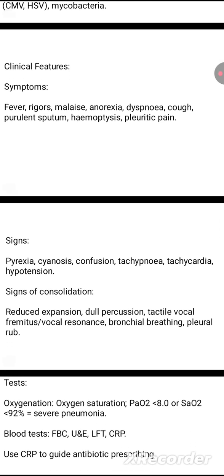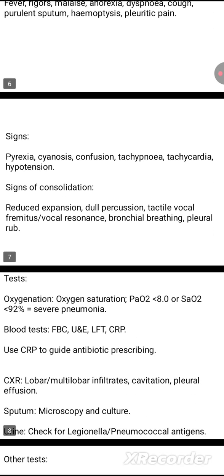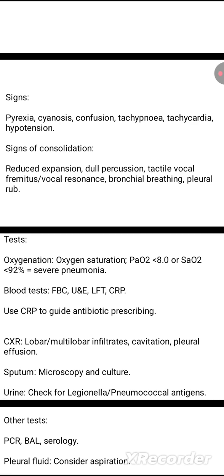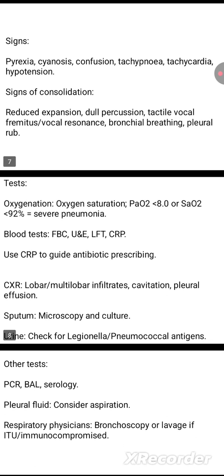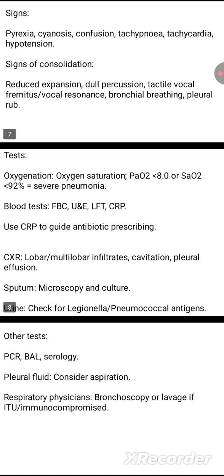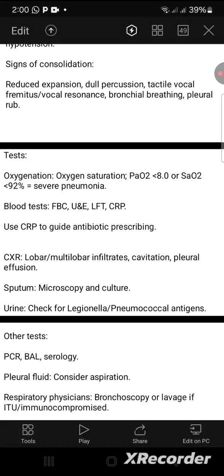The clinical features, symptoms could be fever, rigor, malaise, anorexia, dyspnea, cough, purulent sputum, hemoptysis, pleuritic pain. The signs include pyrexia, cyanosis, confusion, tachypnea, tachycardia, hypotension. Signs of consolidation are reduced expansion, dull percussion notes, tactile vocal fremitus and vocal resonance, bronchial breathing, pleural rub.